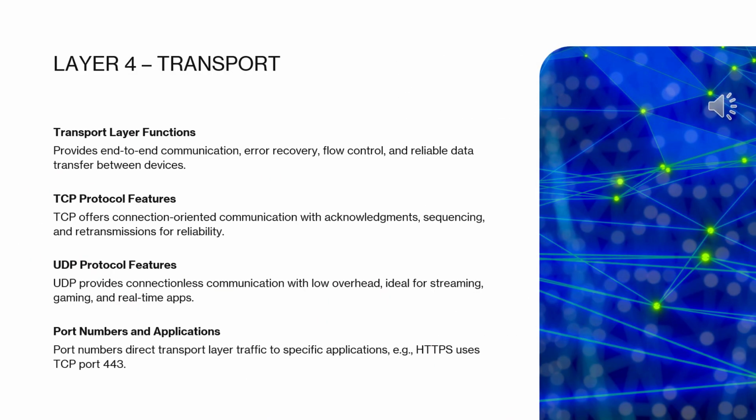Transport layer. The transport layer provides end-to-end communication, error recovery, flow control, and reliable data transfer between devices. TCP offers connection-oriented communication with acknowledgement, sequencing, and retransmission for reliability. UDP provides connectionless communication with low overhead, ideal for streaming, gaming, and real-time apps.